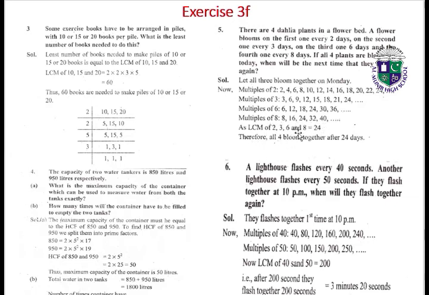LCM of 2, 3, 6 and 8 equals 24. Least common multiple is 24. Therefore, all 4 bloom together after 24 days.